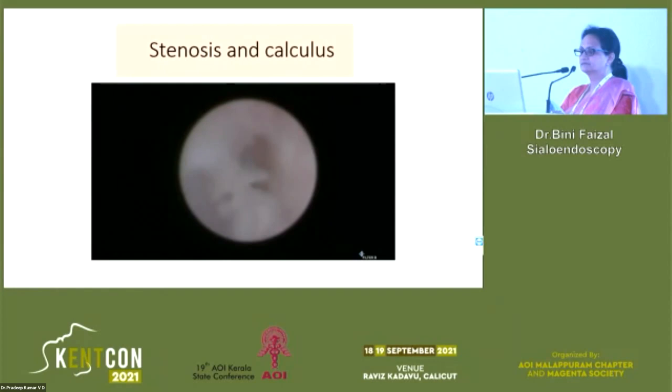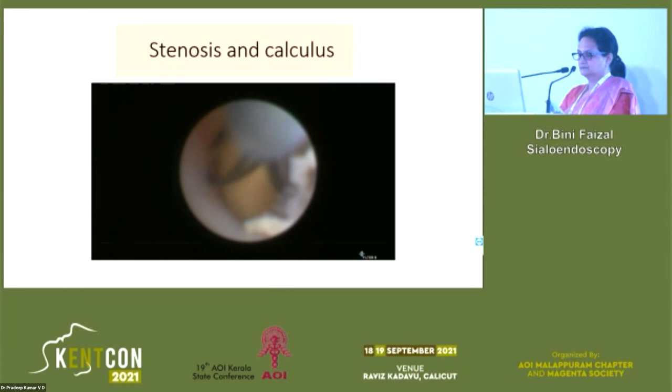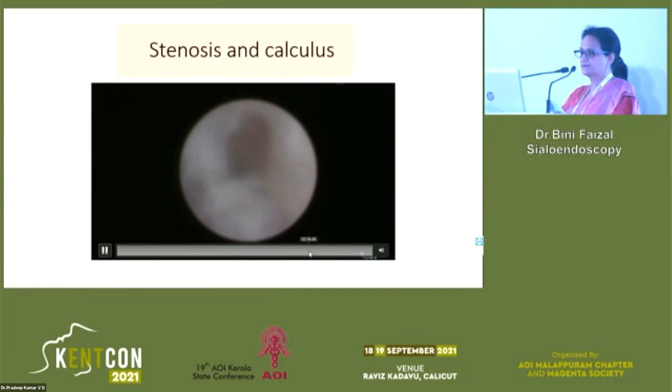This is a combination where I had a stenosis with a calculus beyond it. So this is the stenotic segment, which is dilated by the balloon. There's a balloon dilating it. And then we went on to look at the calculus. And that was basketed and removed. So generally we place the stent for 2 to 4 weeks.